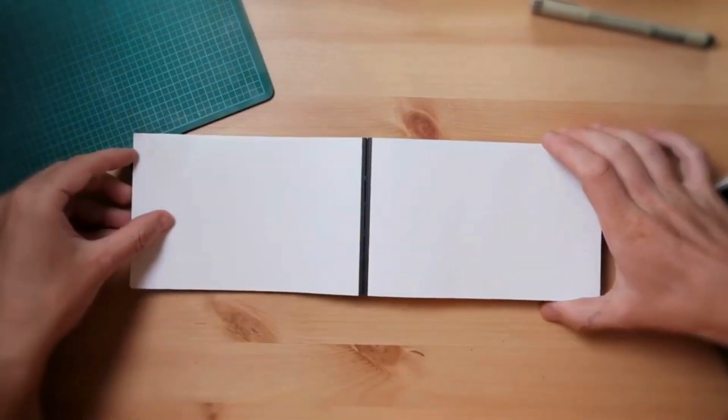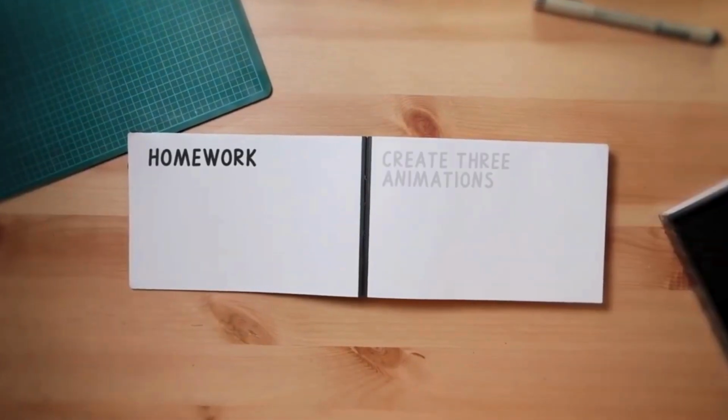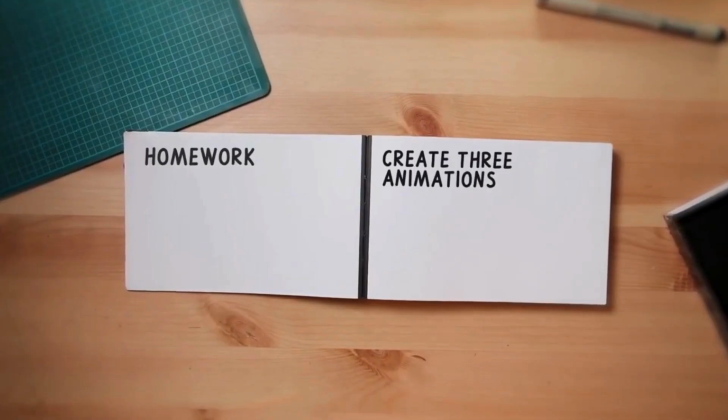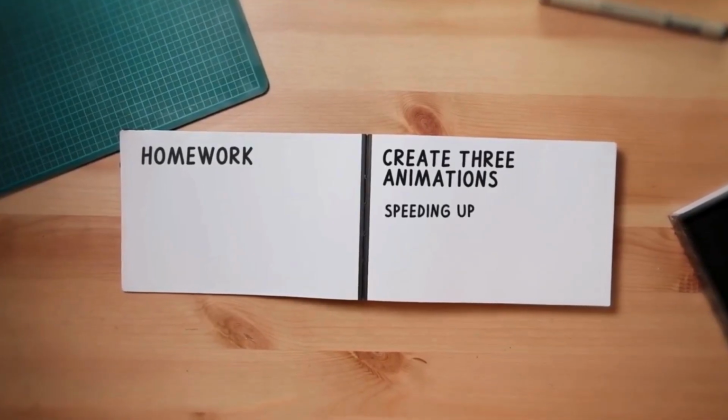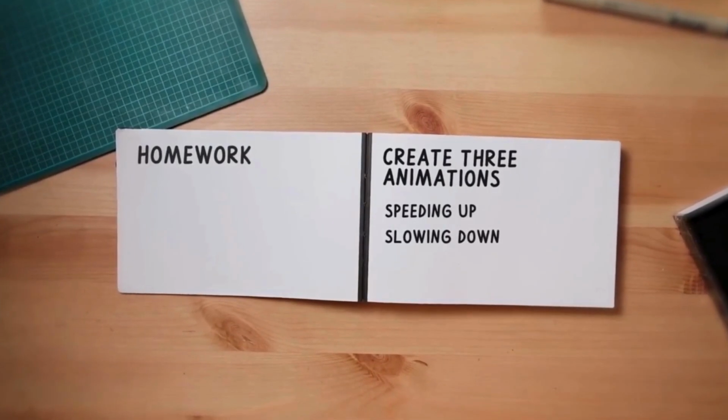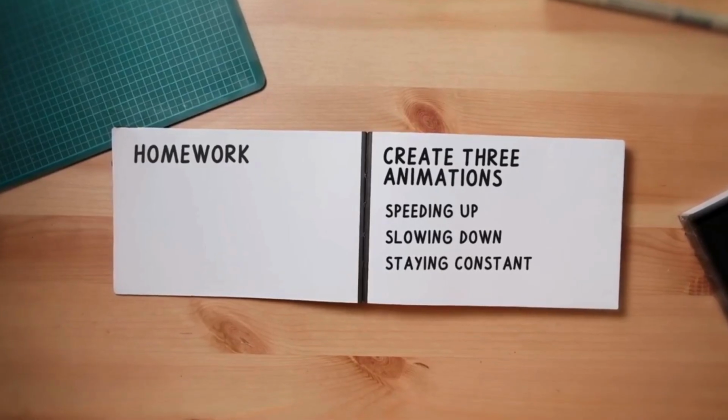Now for a little bit of homework. Create 3 animations between 1 and 3 seconds long. In your first, show something speeding up. In your second, something slowing down. And in your third, something staying constant.